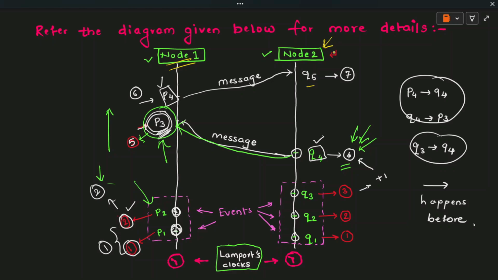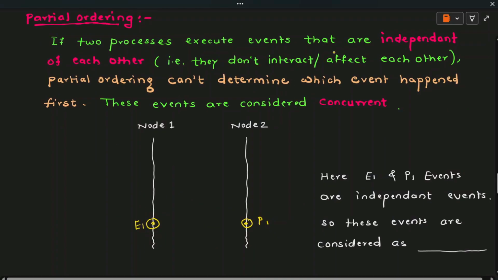We have seen how the time stamping is done for local events, and we have also seen how the time stamping is done for external events. But now if we have two nodes, node 1 and node 2, node 1 is executing event E1 and node 2 is executing event P, which are shown in this diagram. So these two events are independent events or local events to these two nodes. Now, as these events are independent, how do we decide the ordering of these events?